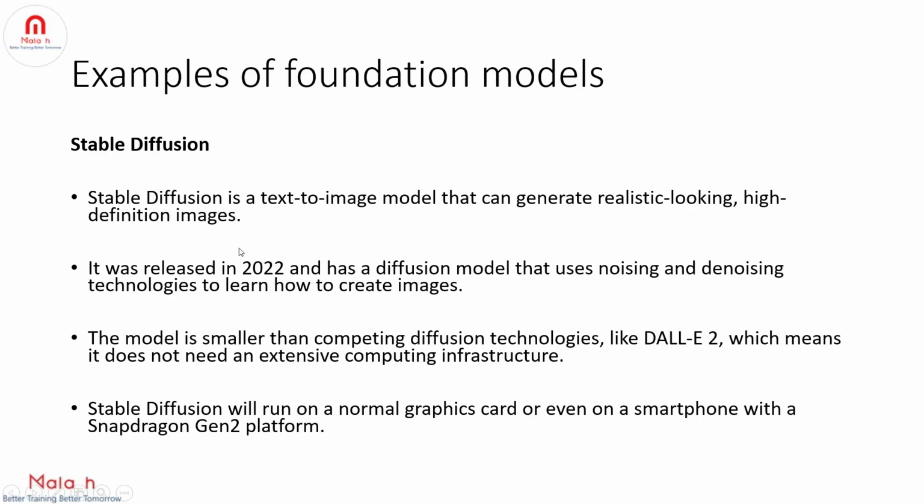So many people use Stable Diffusion to generate high quality images. It was released in 2022 and is a diffusion model that uses noising and denoising technologies to learn how to create images. The model is smaller than competing diffusion technologies like DALL-E 2, which means it doesn't need an extensive computing infrastructure, right? Because it is a small model and it doesn't need high computing power. And Stable Diffusion will run on a normal graphics card or even a smartphone, right? So that's about Stable Diffusion.